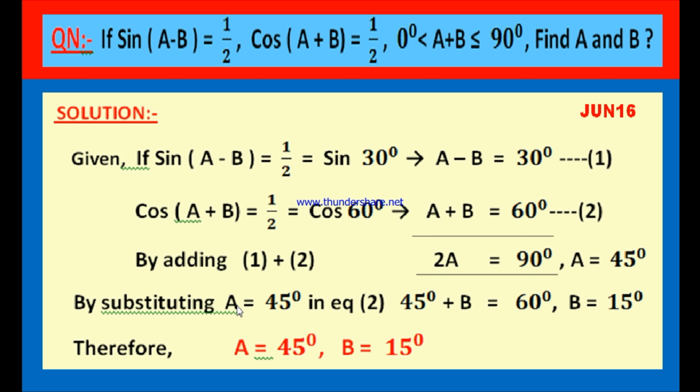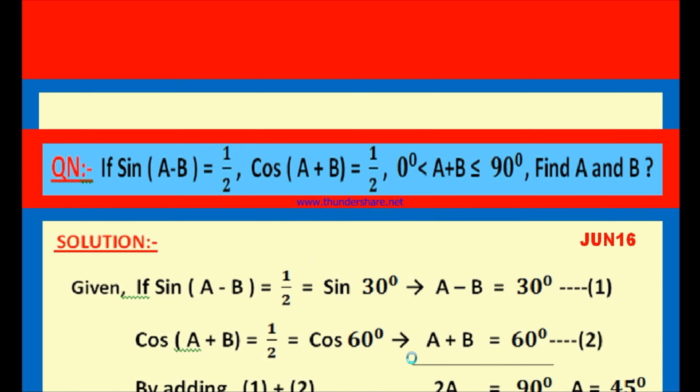Now by substituting A is equal to 45 degrees in equation 2, you can substitute the value either in the first equation or in the second equation to get B. Anyhow, we substituted in equation 2, which is A plus B is equal to 60. A value is 45 degrees plus B is equal to 60 degrees, and B is equal to 60 degrees minus 45 degrees, which is equal to 15 degrees. Therefore, A value is 45 degrees and B value is 15 degrees.